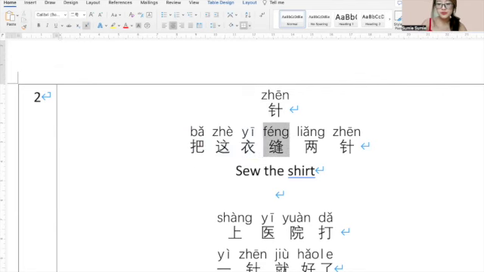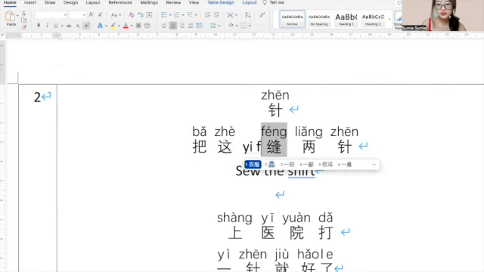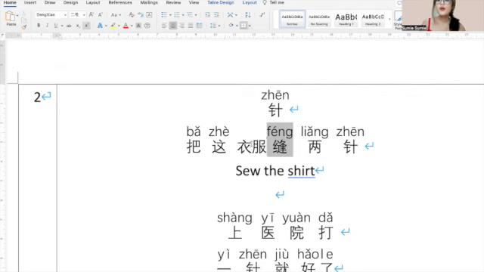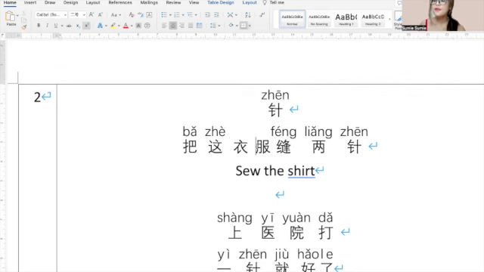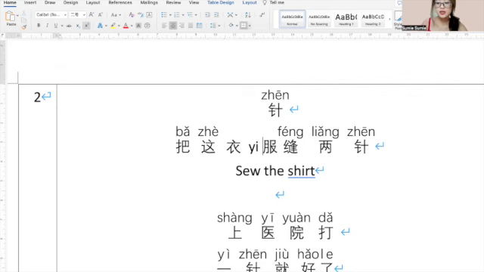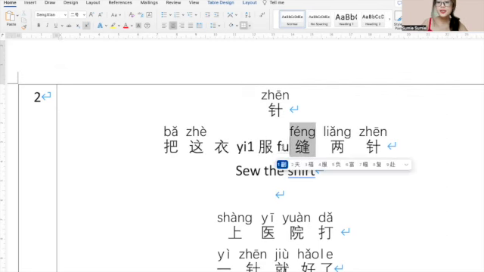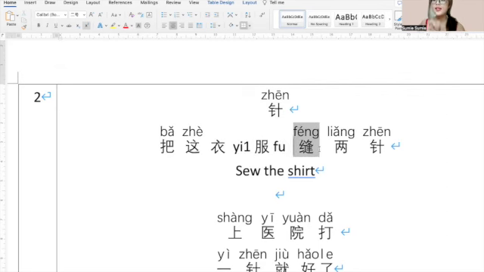把这衣服缝两针，把这衣服缝两针，缝两针。That means, could you please help me to sew the shirt, okay, with your needle. Could you please help me to sew the shirt? 把这件衣服缝两针。You may ask why sometimes we use 两, sometimes we use 几.